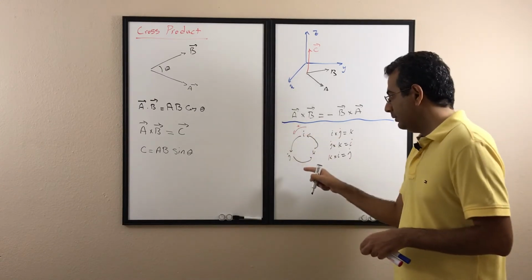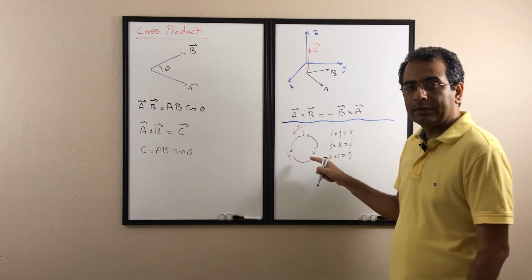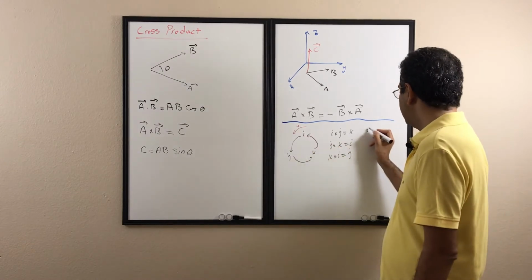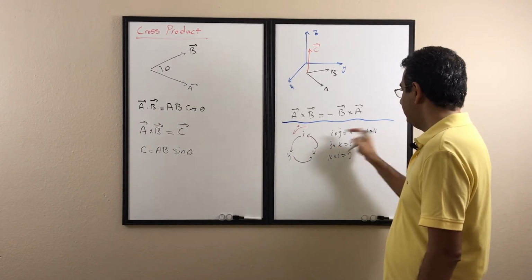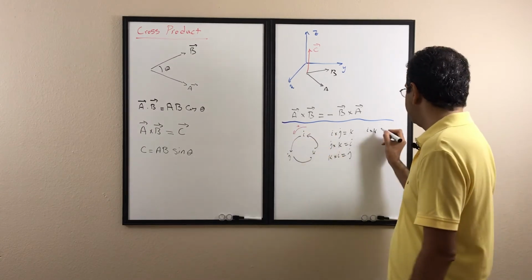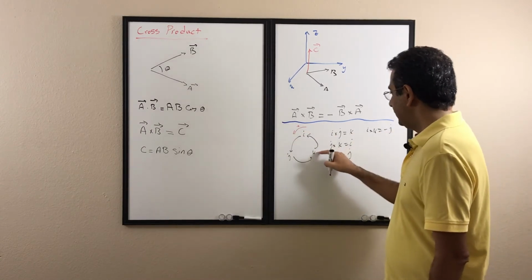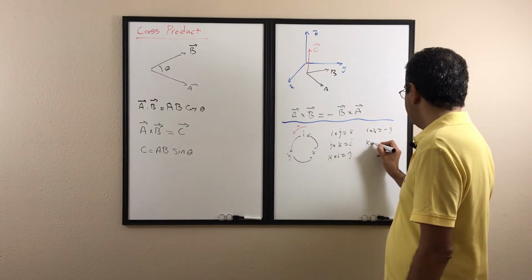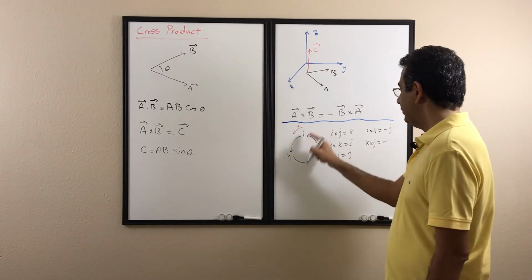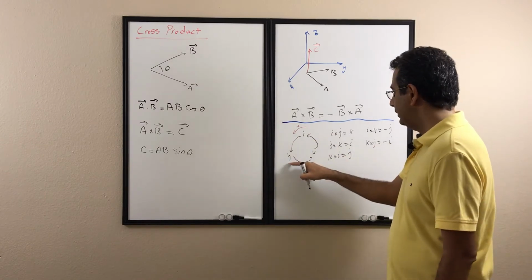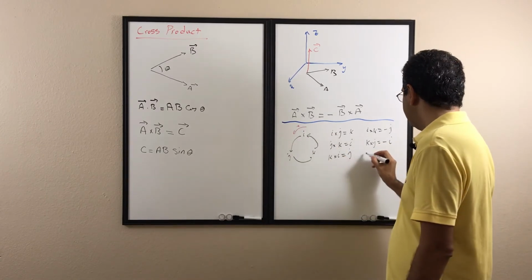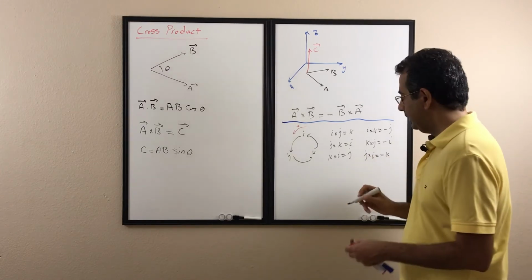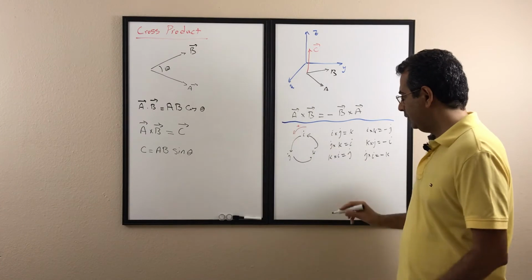If I rotate clockwise, the other way, it's going to be negative. So I cross K is negative J. K cross J is negative I. And J cross I is negative K. So it depends on the direction, and this is an easy way to remember that.